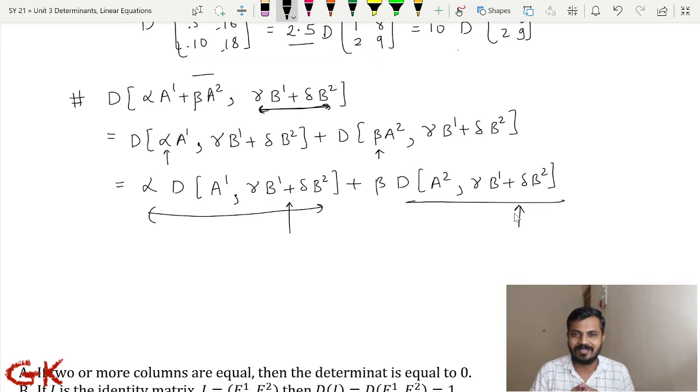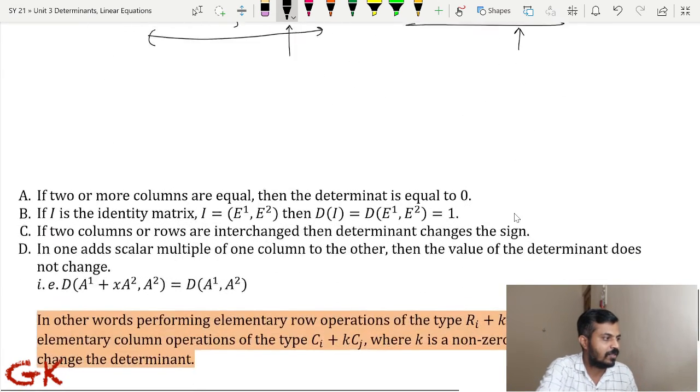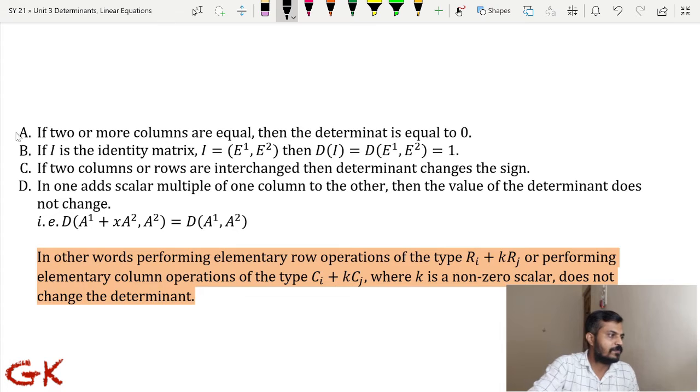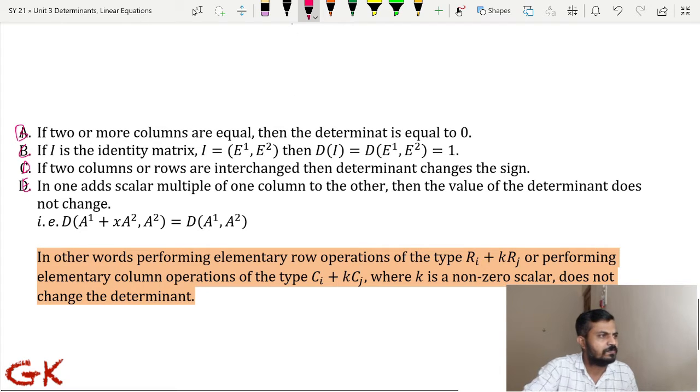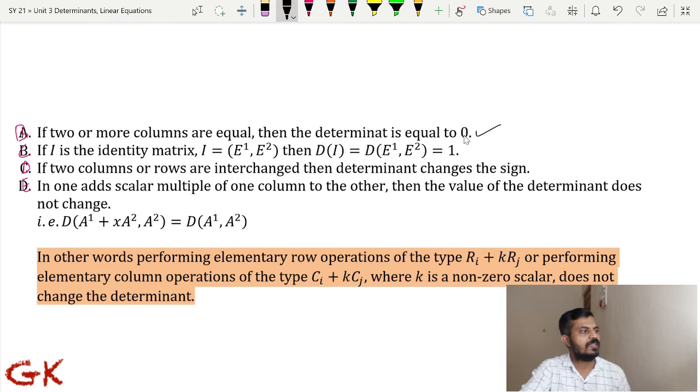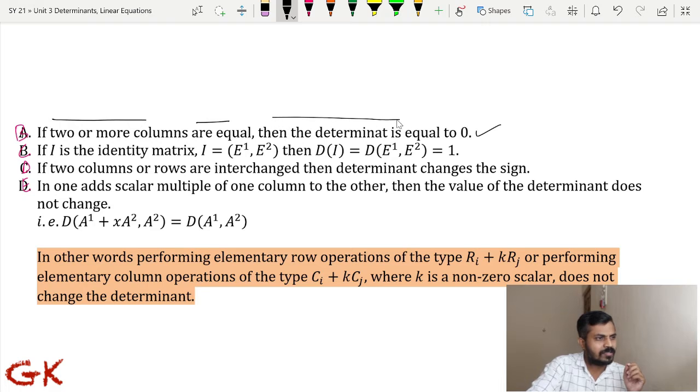Now let us move towards the next property. The next is B, C, D and E. What this property is saying is, if two or more columns are equal, then the determinant is equal to 0.